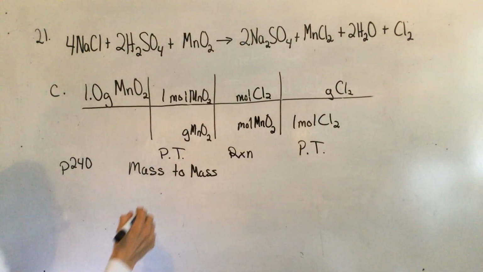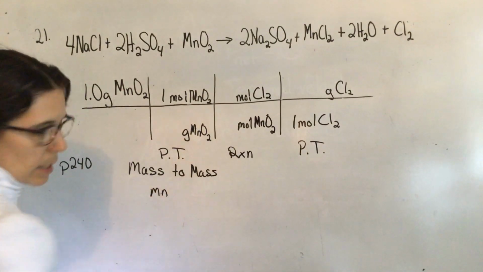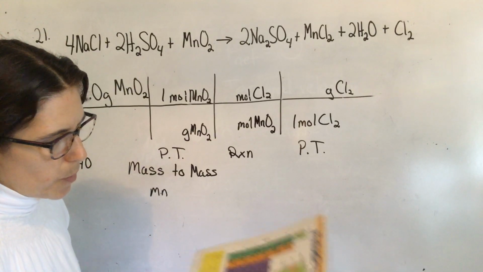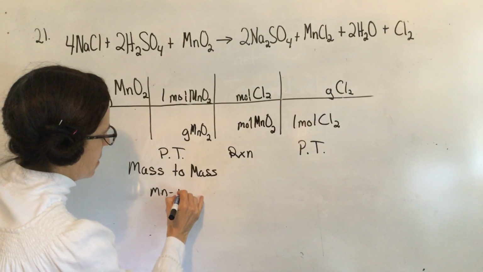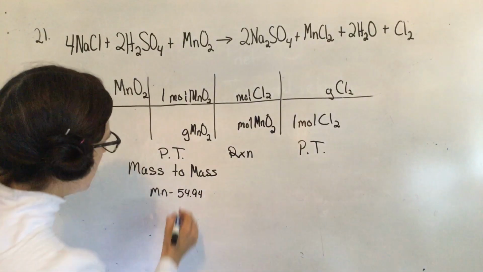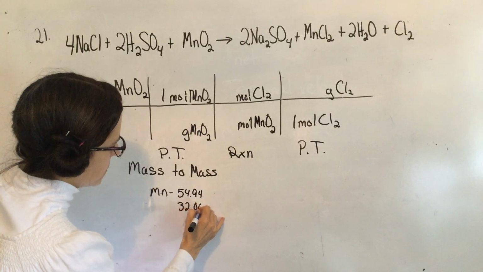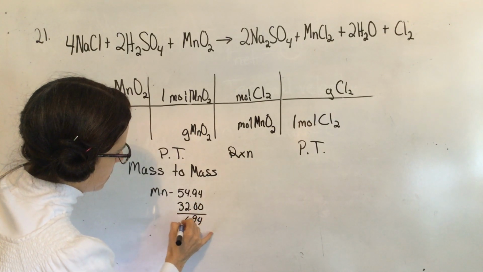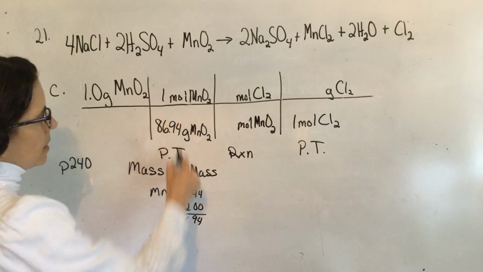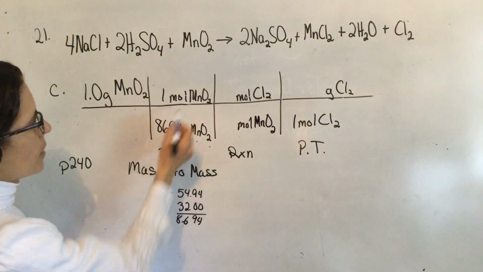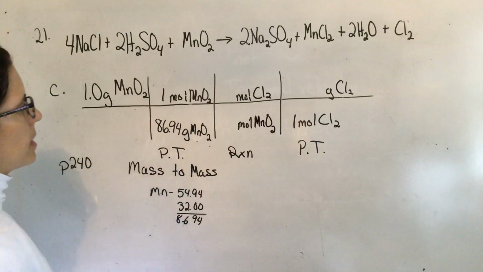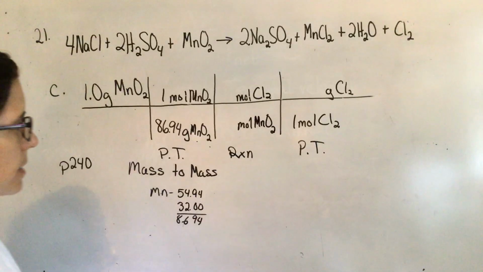Grams of manganese oxide, manganese, I don't remember what that is. Let's see here, 54.94. 2 oxygen is 32. So we have 86.94 grams of manganese oxide for every mole of manganese oxide. That's the molar mass from the periodic table. Let's do the other one from the periodic table.